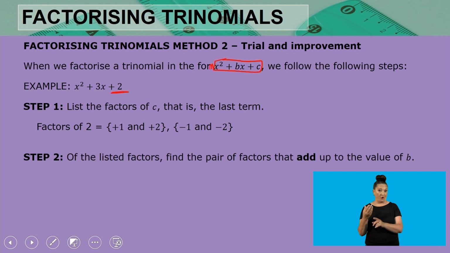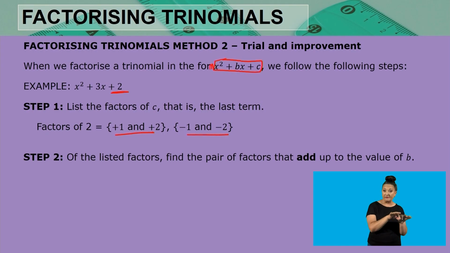So now of the listed factors, find the pair of factors that adds up to the value of b. So between these two pairs of factors, I want the one that when I add them, is going to give me the middle term, which is the positive 3, or the 3 that is being added there. So which of the factors give me a positive 3 when I add them? Yes, it is going to be the positive 1 with the positive 2.